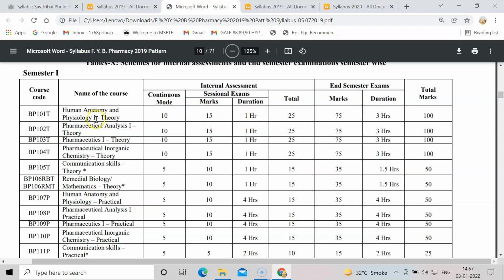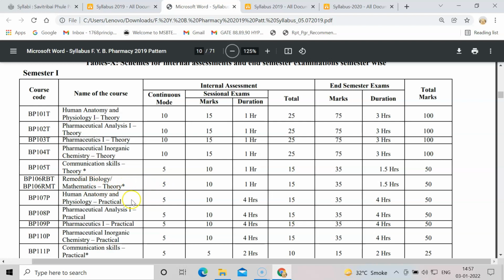Remember that every theory subject is of 100 marks except communication skills, which has an asterisk. I will tell you the meaning of that asterisk. There are 4 theory subjects which have 400 marks, and one communication skills theory subject which has only 50 marks. It will not be for all the students. The students who have biology and mathematics in 12th will be exempted from these subjects.